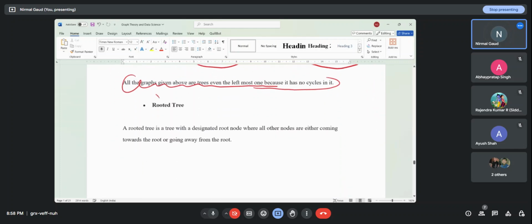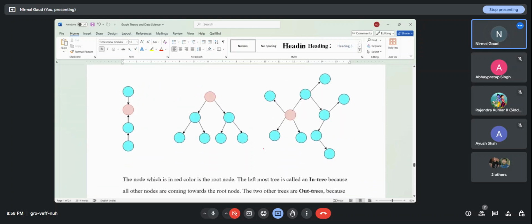Rooted tree. A rooted tree is a tree with a designated root where all the nodes are either coming towards the root or going away from the root. This is a rooted tree. Any of the nodes can be the root, either directed towards it or away from it. Obviously, we say the root of a tree. While solving a problem in a decision tree, I will also say the root of the tree. So a tree starts at the root.